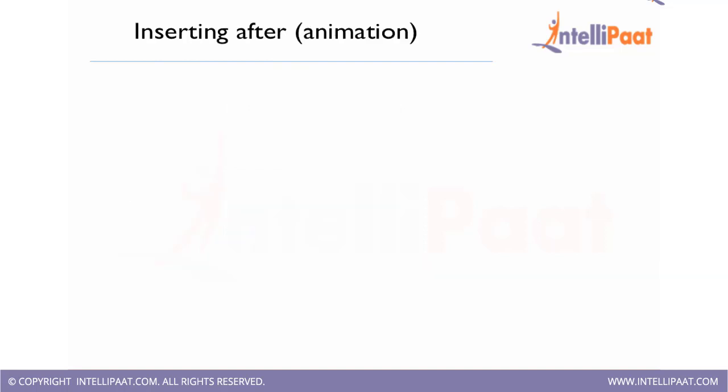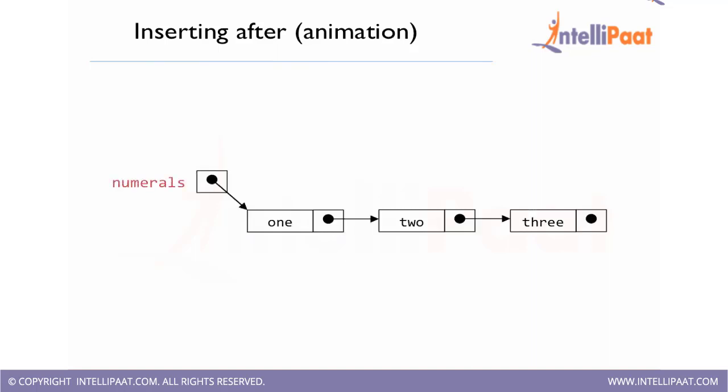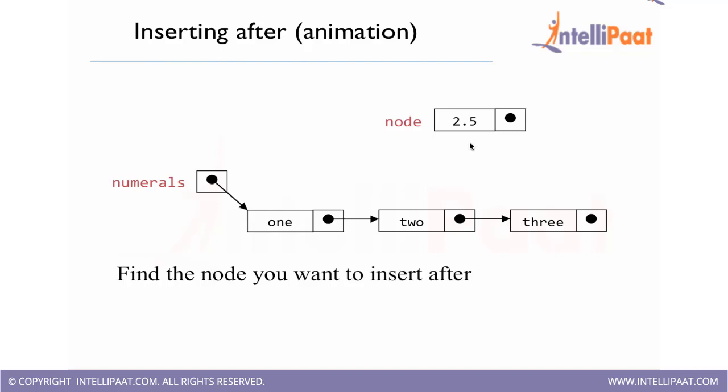So inserting after, how does this function work? Let's suppose we have this linked list and we want to insert a node 2.5. So find the node that you want to insert after. Let's suppose we insert our node after 2. So here we want to insert after 2. First, copy the link from the node that's already in the list. So you need to copy this link somewhere.